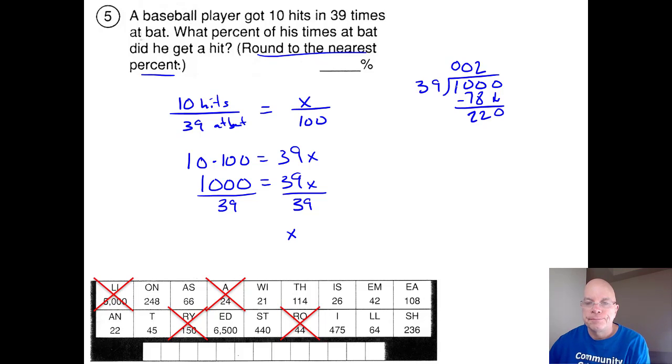Bring down the 0. Now, when I want to think about how many 39s are in 220, I don't think about 39, I think about 40. Because I know 5 40s is 200. So 5 39s is going to get me pretty close to 220. 5 40s is 200, but this is 1 less than 40. So I should get 5 less than the 200, or 195. Now, what would I add to 195 to give me 220? 5 to get to 200 and 20 more to get to 220. So my difference is 25.